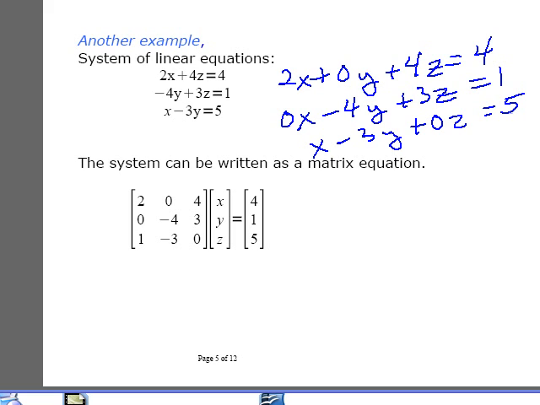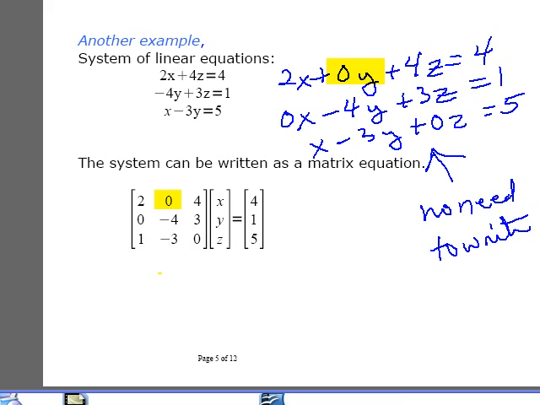You can't have an empty spot in a matrix. Everything has to have a number. And so where you don't have a variable, for example with that x, where you have the 0y, you must put the 0 here in the matrix. You don't have to write this out. There's no need to write this out. I'm just showing you how it is.